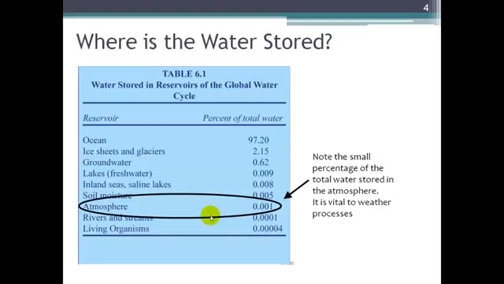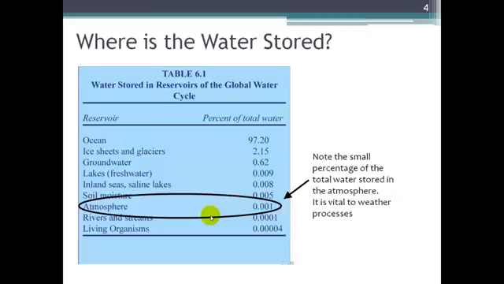So where's the water stored? Here's a breakdown. You can see most of it is stored in the ocean and glaciers. And then smaller amounts are stored in groundwater, freshwater lakes, and so on. And you see here that the atmosphere, the subject of this whole course, makes up a very tiny percentage of the total water of the Earth-atmosphere system, but it's vital to our weather and also to distributing water to different parts of the planet.